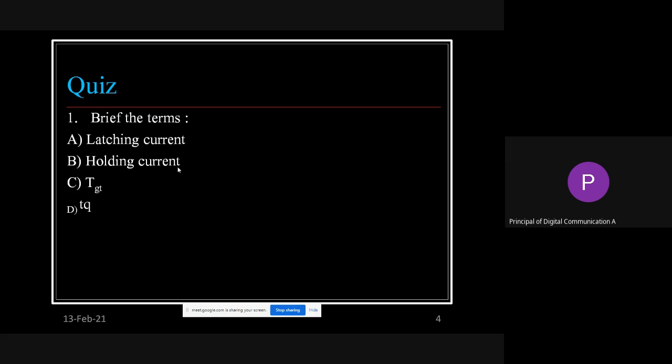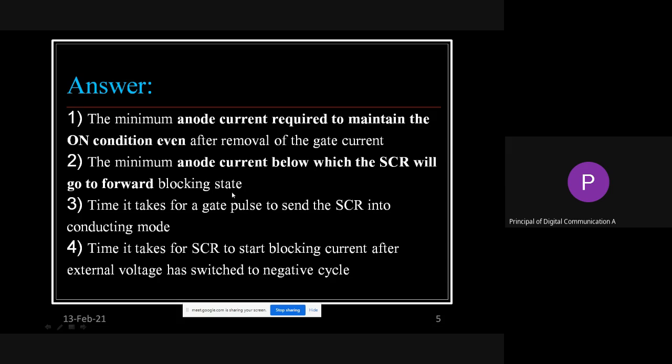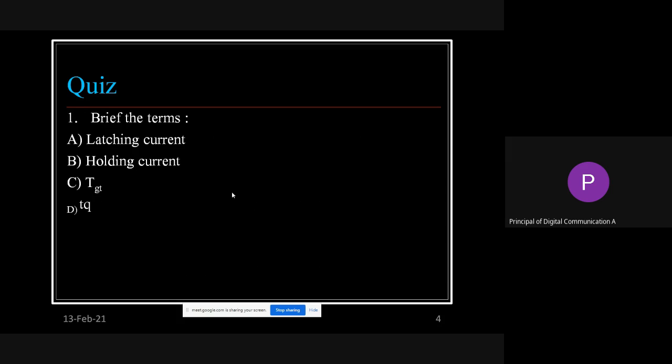Okay, so many answers I am getting, but I just feel like these answers are copy pasted, but no issue. At least you have gone through the documentation you received yesterday. So with that, we will go for the answers. The first question was, what is latching current?